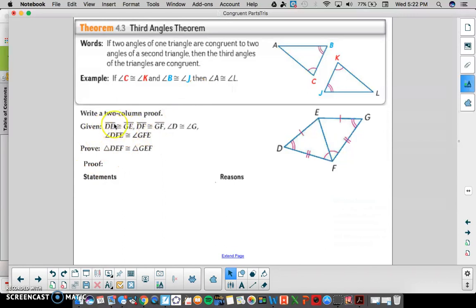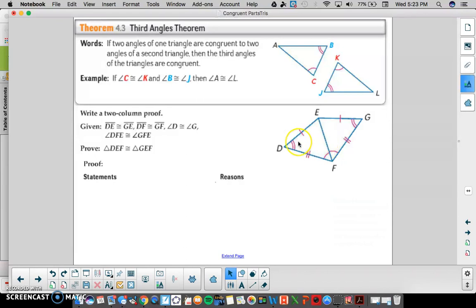So this proof here gives us some given information, which is marked in the picture, that DE is congruent to GE. DE is here, EG is here. So we've marked that congruent segments. DF is congruent to GF. DF has 2 dashes. GF has 2 dashes. Angle D is congruent to angle G. D and G are congruent. And then it tells us angle DFE, which is this angle here, is congruent to GFE, which is this angle here. So we've marked all of those things in our picture.